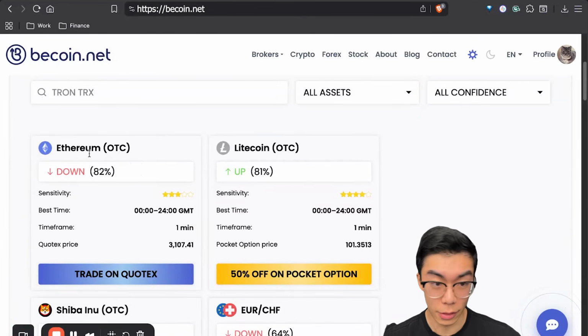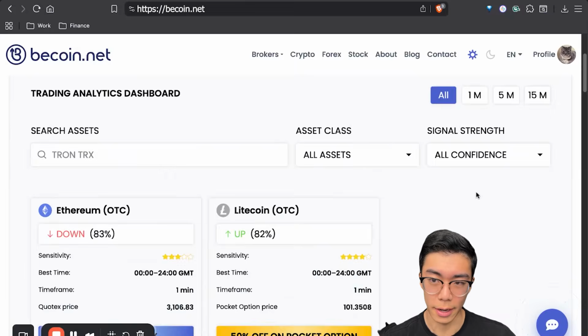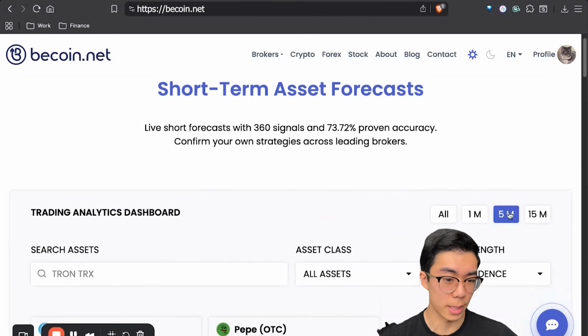Okay, so Ethereum here says it's going to go down with a pretty high certainty over the next minute. Okay, and you could also choose different time frames, for example, 5 minutes, 15 minutes.